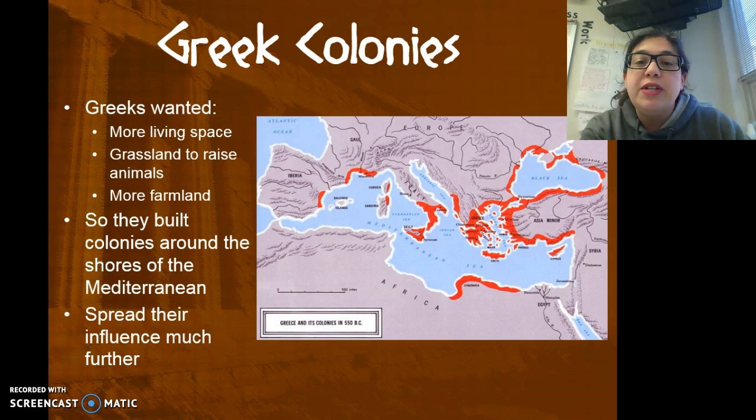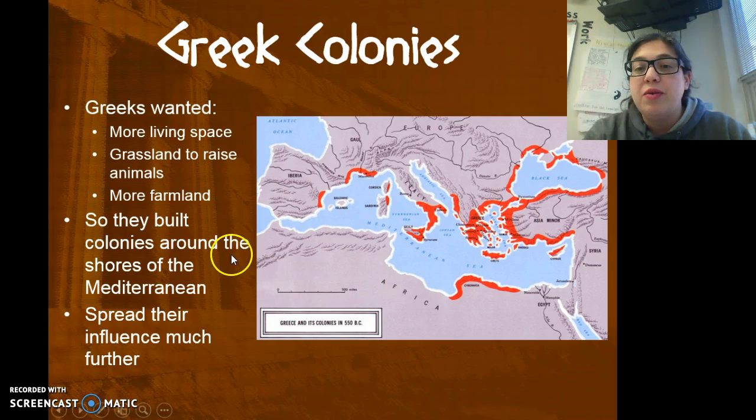So they started building colonies, right? Colonies are settlements that you build away from your location, but that are loyal and considered in a way a part of your original location. Think about how Britain and other European countries had colonies in the US before we became an independent country. This is the exact same idea, just much earlier in history.